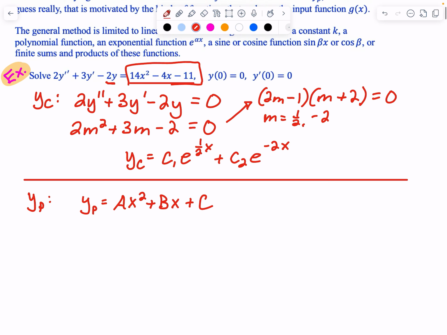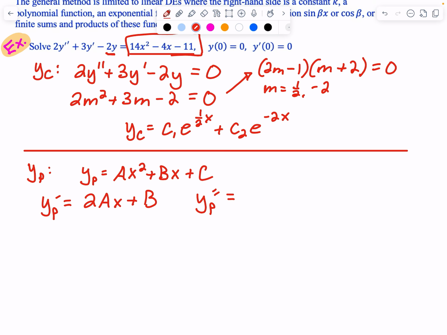Now I know I got to plug into my diff EQ at the top, so I'm going to have to get up to my second derivative. First derivative is 2ax plus b. And luckily this one is pretty straightforward. These derivatives are going to be the worst part. And then 2a for our double prime. And then I usually like to set it up like this. I'll go 2y_p double prime, and I'll go ahead and just multiply it by 2 for a. And then I just kind of piece it together here.